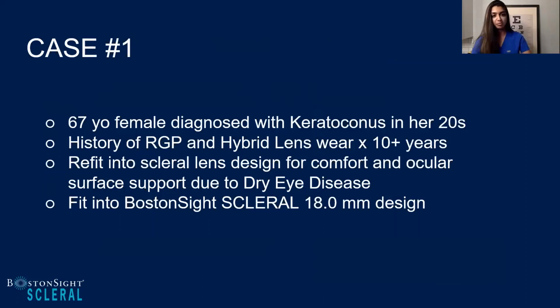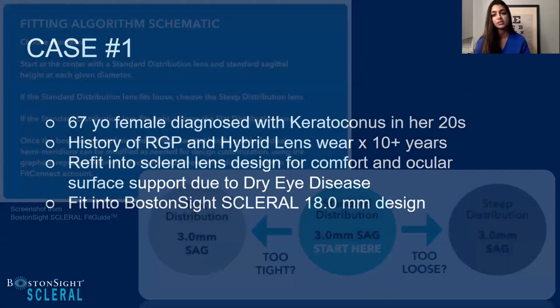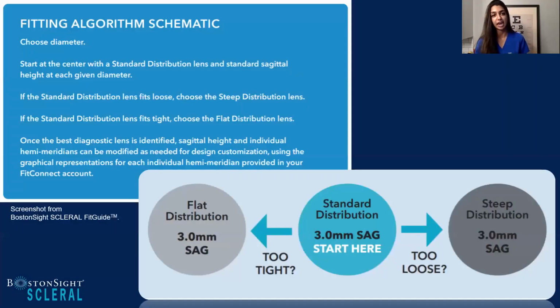So I opened up my 18mm set of the Boston Sight Scleral. And for those of you who are just learning how to fit the Boston Sight Scleral, Karen's going to introduce you to some great resources. But if we move on to the next slide, what you can see is really choosing your diameter is your first step. So once you choose your diameter, you're starting with a standard lens and really evaluating exactly what we talked about at the beginning of this lecture, your central clearance, and then really determining whether your haptics are too tight or too loose. And then you're simply just moving up or down, side to side, depending on the distribution you're seeing at your slit lamp.